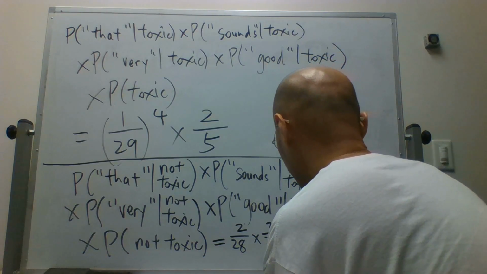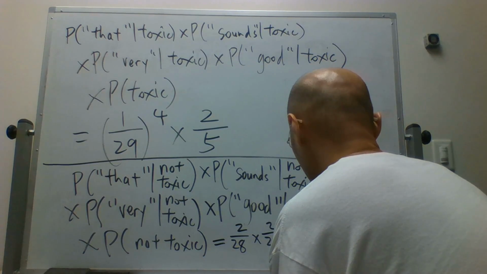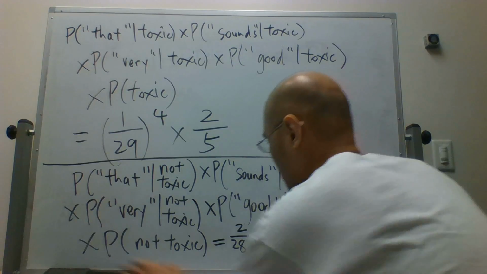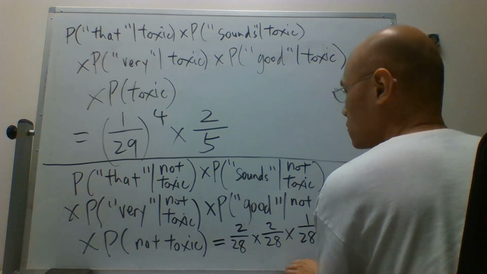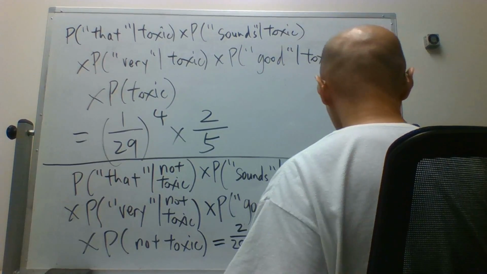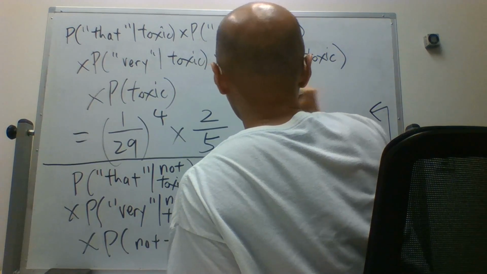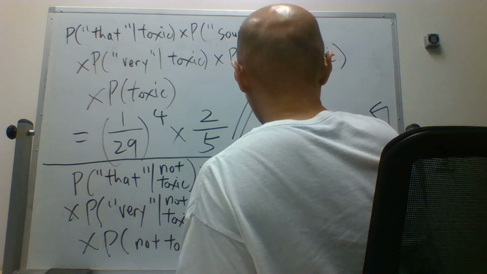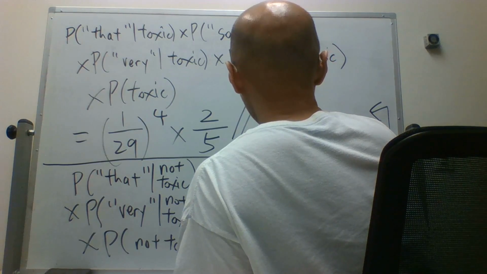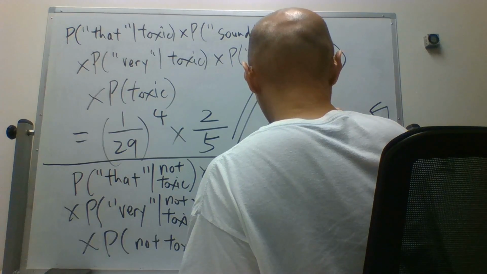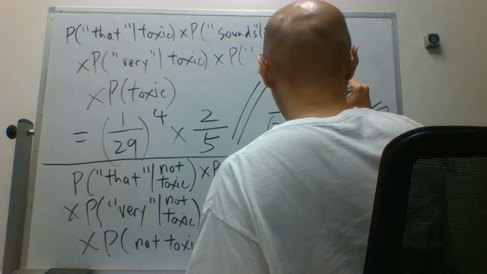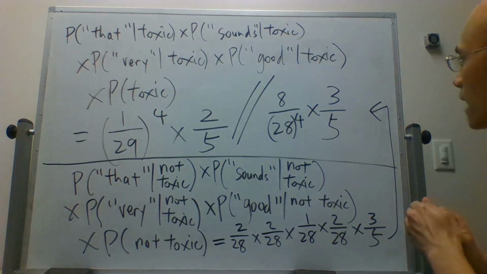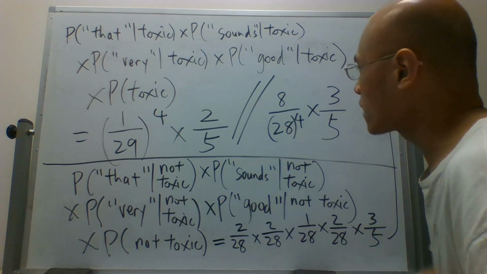So this is equal to 2 times 2 is 4, times 2 is 8, so 8 over 28 to the power of 4, times 3 over 5.